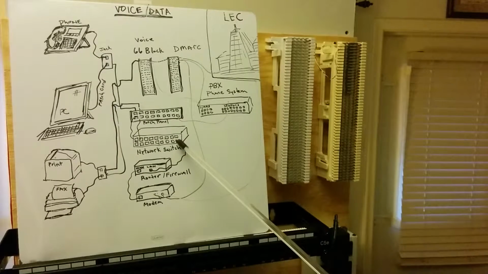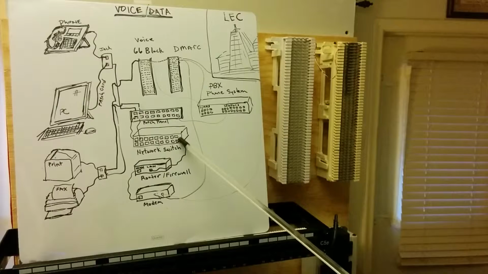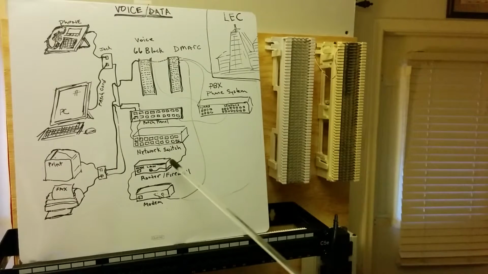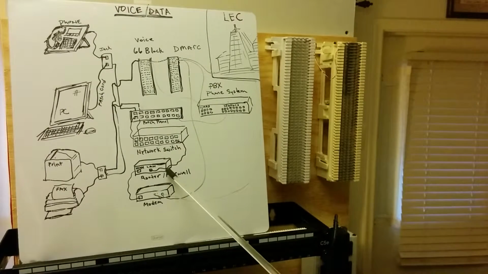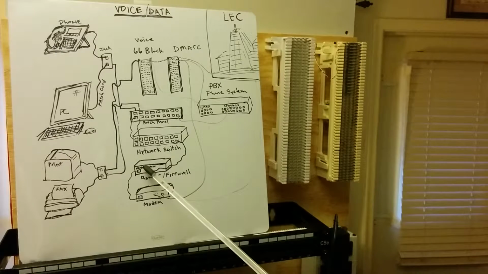We have another patch cable here connecting one port on our switch to our router, our firewall. This could be one device, could be two devices, depending on how your network is set up. So let's say this is just one device. You have a router. This is the LAN side. This is the WAN side. LAN stands for local area network, and WAN stands for wide area network.